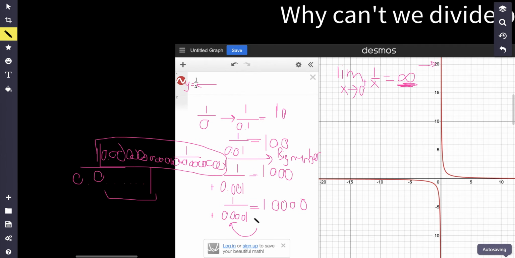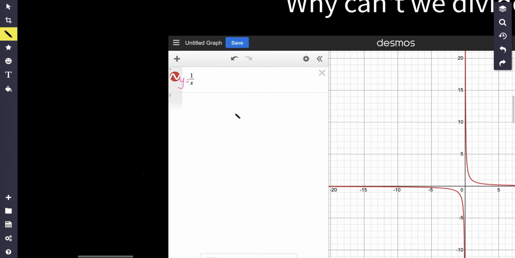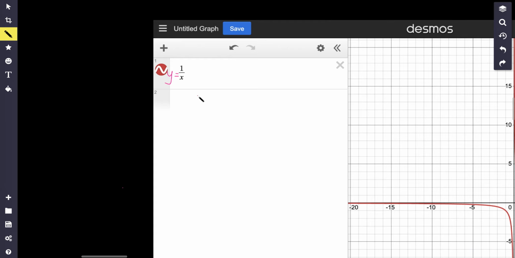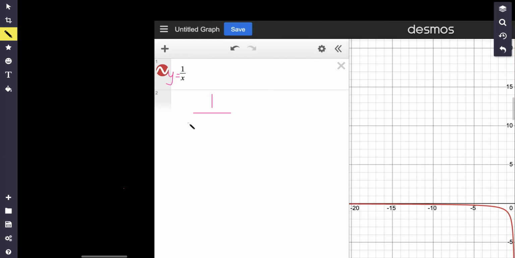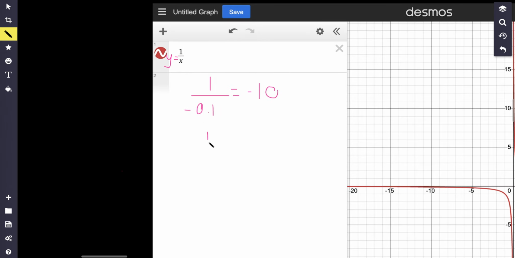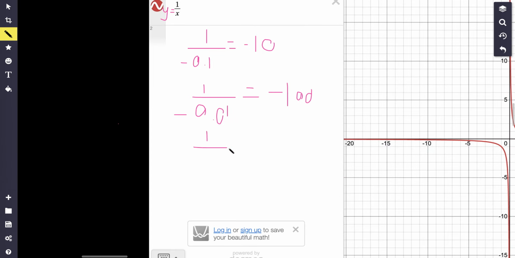So that's the reason why this approaches infinity. Now, what if I divide by numbers that are close to 0 from the negative side? Let's say I divide 1 by negative 0.1, because negative 0.1 is also close to 0, and I want to see what happens there. 1 divided by negative 0.1 is negative 10. 1 divided by negative 0.01 is negative 100. Once again, you can see a pattern forming, right?